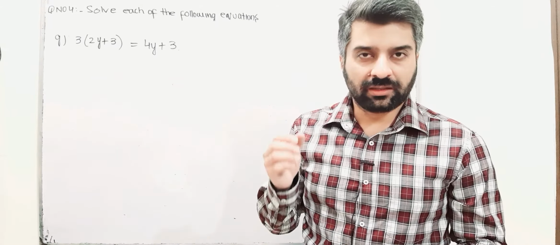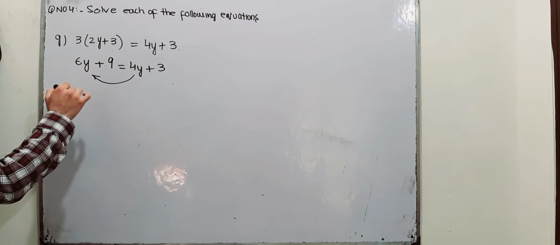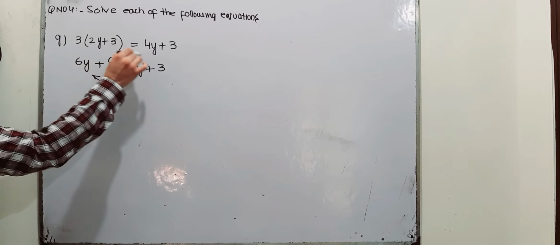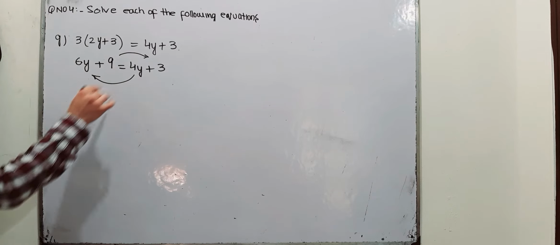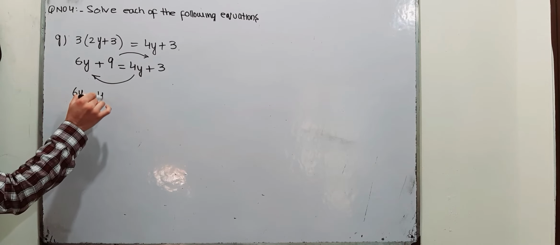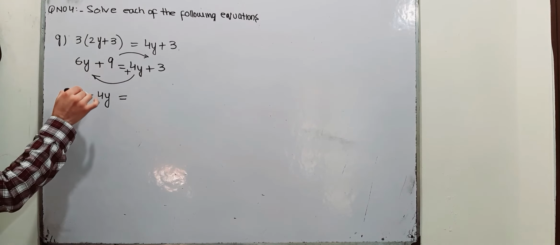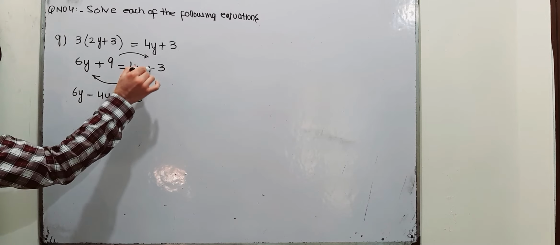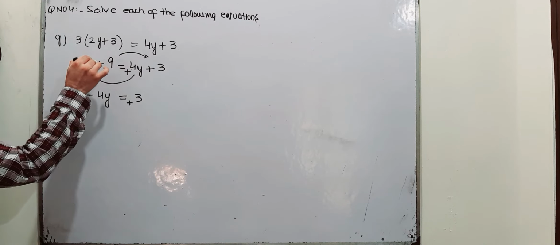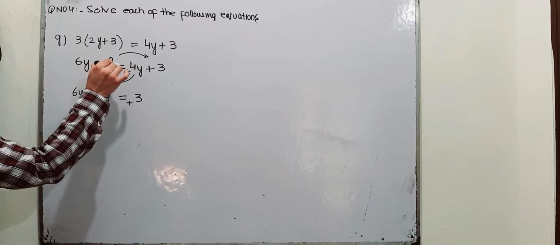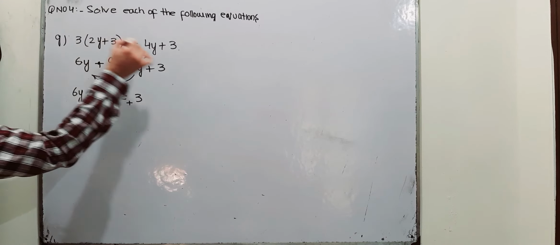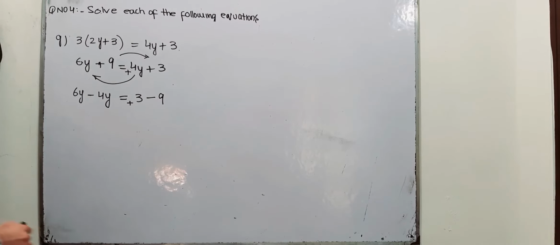Open the bracket, 3 into 2, 6y, 3 into 3, 9 is equal to 4y plus 3. So move this y over here with 6y and move this 9 over there with 3. It will be 6y minus 4y. This 4y is positive. On the left side it will become negative, and on the right side this 3 was positive, while this 9, which is positive, on the left side of the equation, when you move this plus 9 to the other side, it will become minus 9.